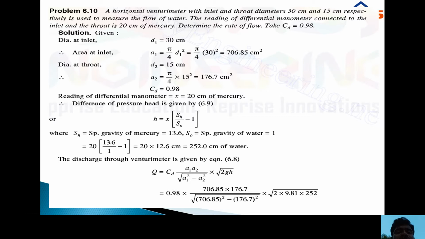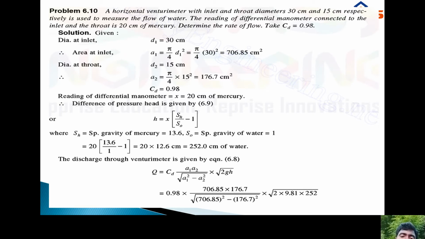SH equal to specific gravity of mercury, that equals 13.6. S naught equal to specific gravity of water, that equals 1. These are constant values. Therefore, H equal to 20 into (13.6 by 1 minus 1), that equals 20 into 12.6 centimeters, so that equals 252.0 centimeter of water. Therefore the H value is 252.0 centimeter of water.